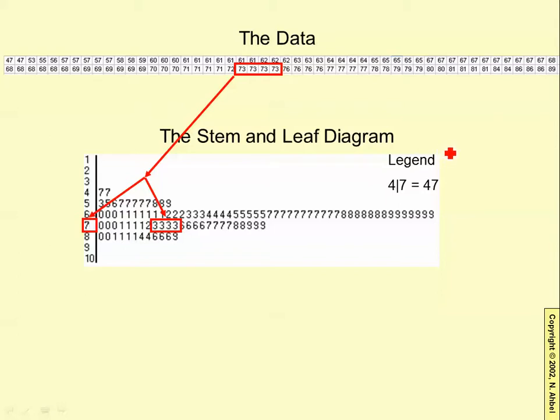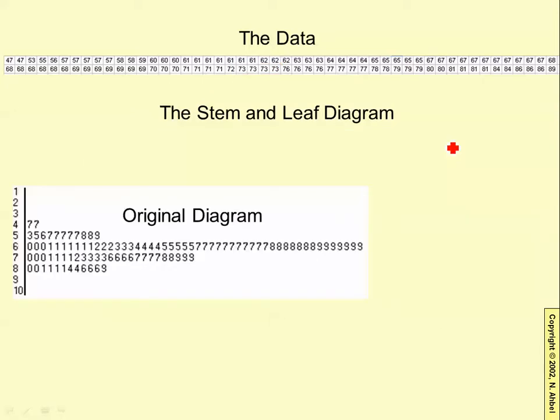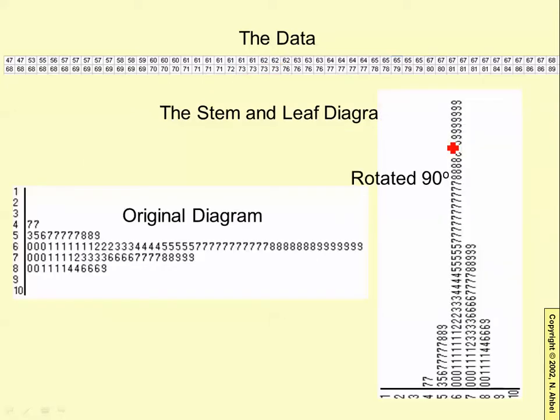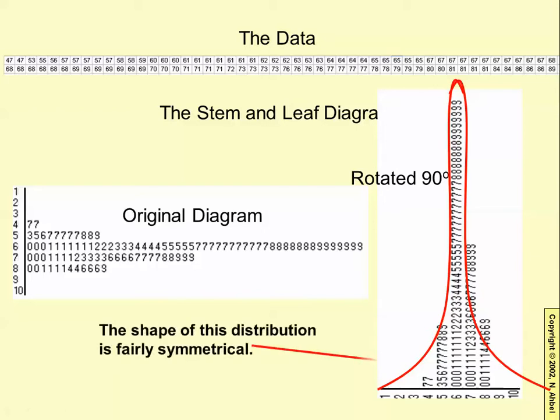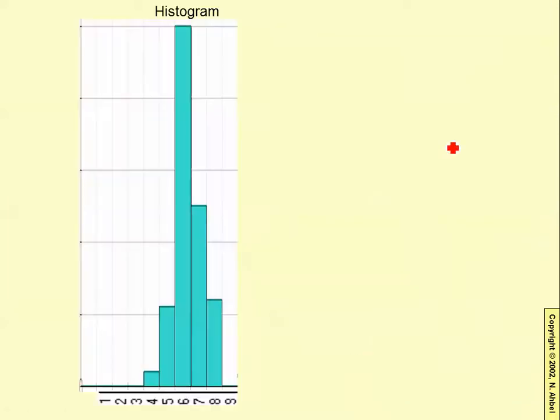It's important to have a legend on every stem and leaf diagram. It tells you the meaning of the stems and the leaves. If you take the original stem and leaf diagram and rotate it, it looks actually a lot like a histogram. In this particular case, the shape of the distribution is fairly symmetrical.